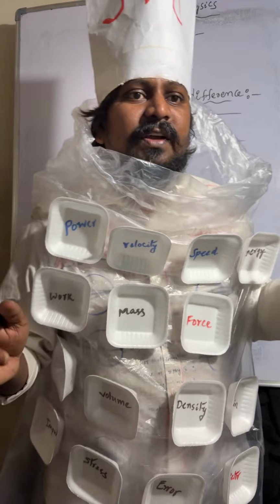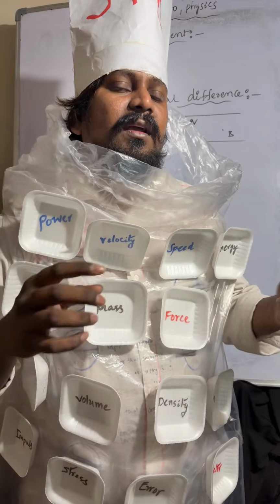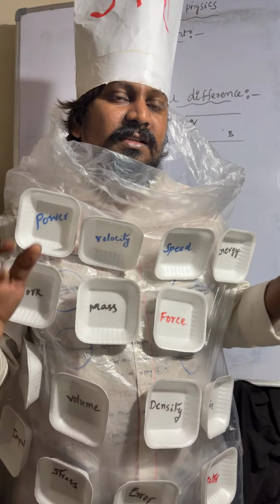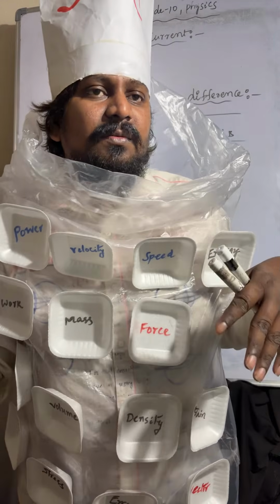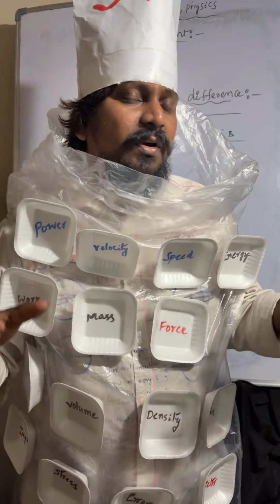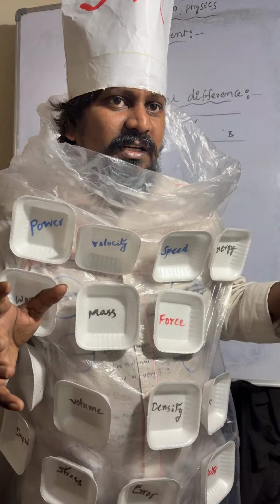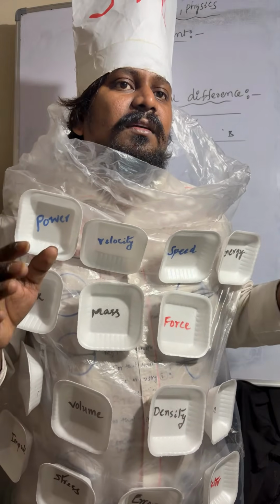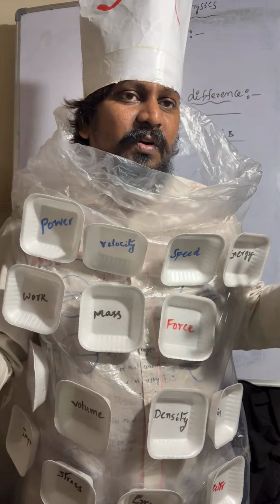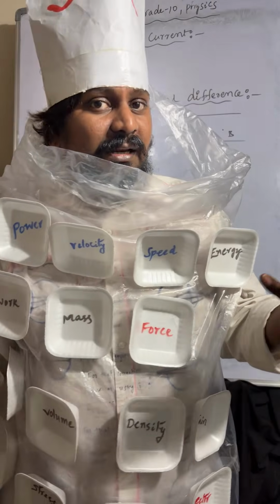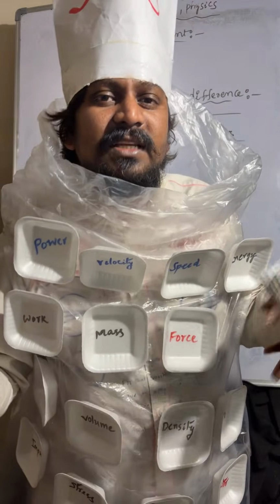So what is the potential difference? 1 joule of work is done to bring 1 coulomb of charge from one point to another point within the conductor, and that is called potential difference. So 1 volt is defined as 1 joule of work done to bring 1 coulomb of charge from one point to another, right? Now electrical potential. What is the difference between potential difference and electrical potential?